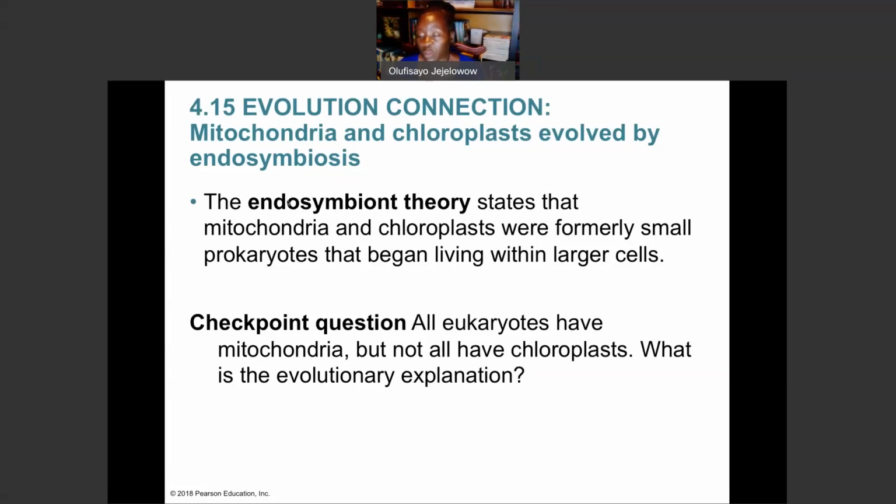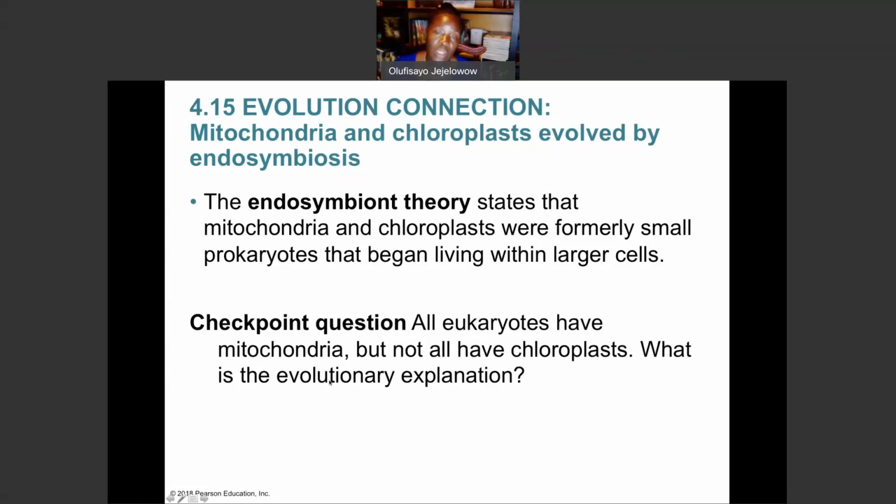In the case of mitochondria, it helps that cell to obtain energy in the form of ATP. In the case of chloroplast, it helps that cell to tap energy of the sun. And the chloroplast helps to make oxygen available for respiration. So remember, checkpoint: compile and email them to me. All eukaryotes have mitochondria, but not all have chloroplasts. What is the evolutionary explanation for this?